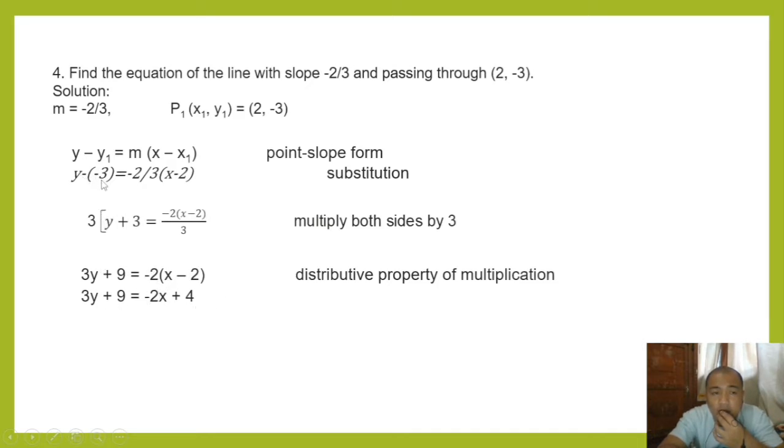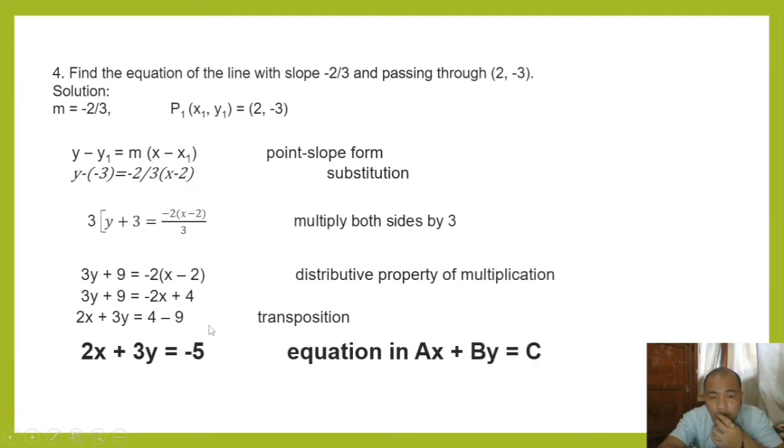And then y minus negative 3 is y plus 3. So times 3 is 3y plus 9. Then by transposition, you transpose negative 2x here, so it becomes positive 2x plus 3y. Then transpose 9 here, 4 minus 9, which is negative 5. So the equation of the line is 2x plus 3y equals negative 5.